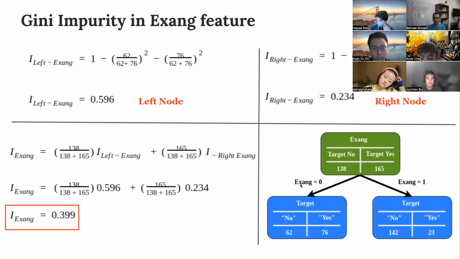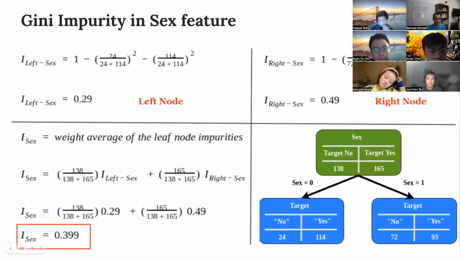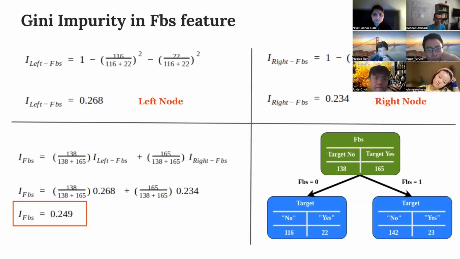And if you split by sex, you get 0.399. So to compare them, you ultimately find that the Gini impurity is the lowest if you split by fasting blood sugar. Yes, Ned.